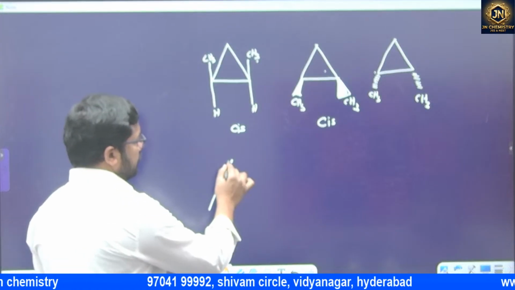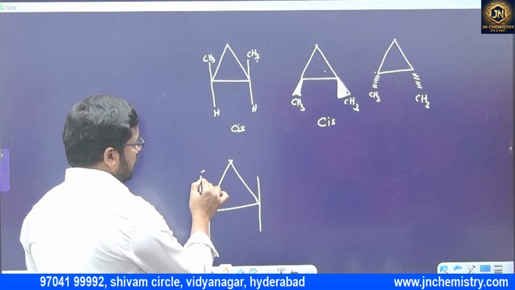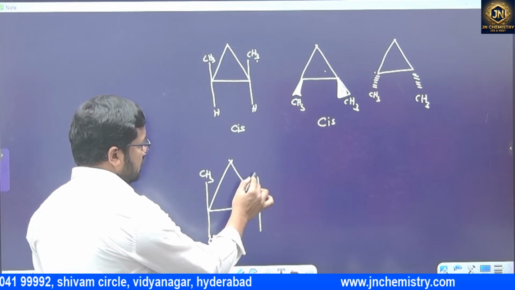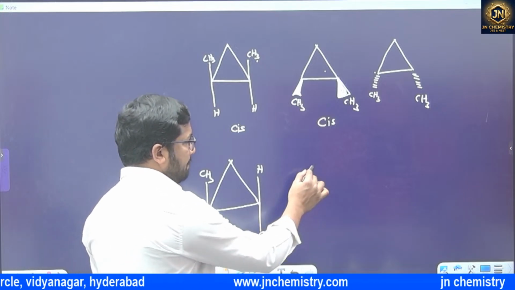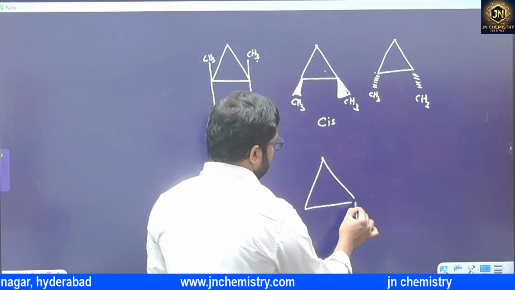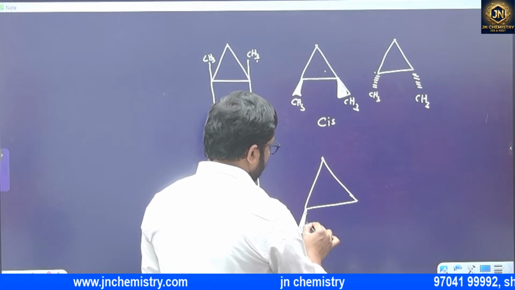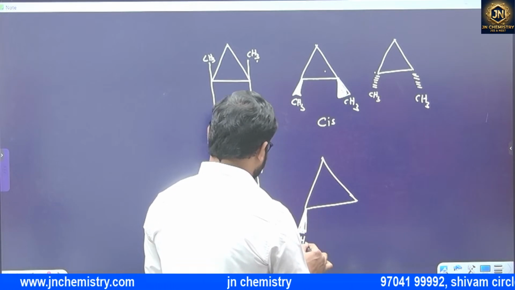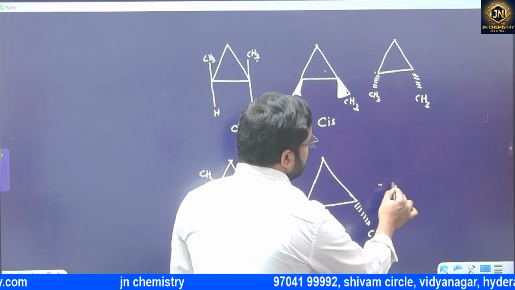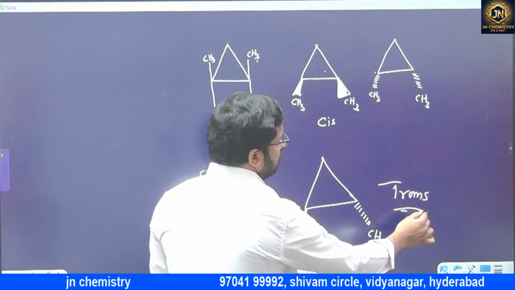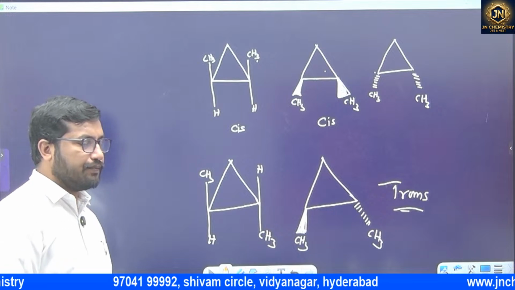Trans: CH3, H, CH3. One is a thick line, one is a dotted line. This is trans. So write it down. Cis and trans. If anybody is confused, please let me know.